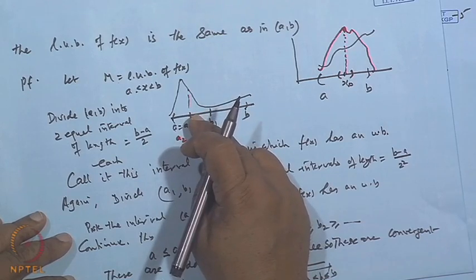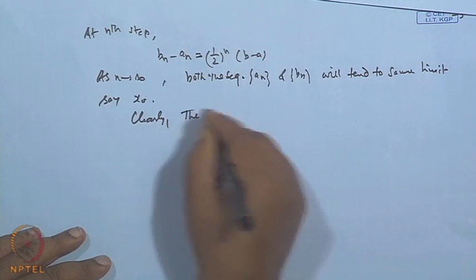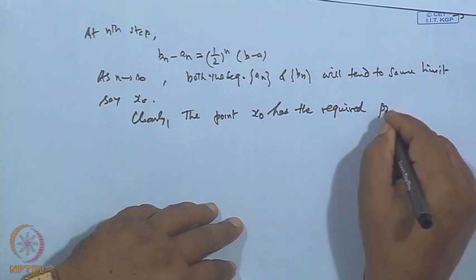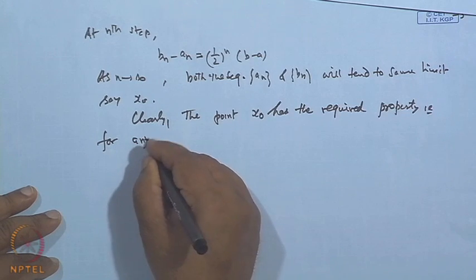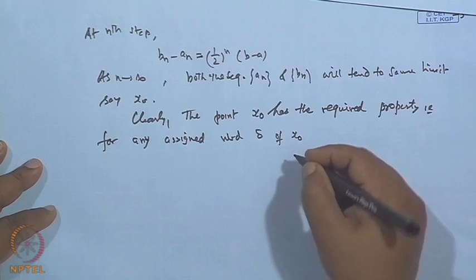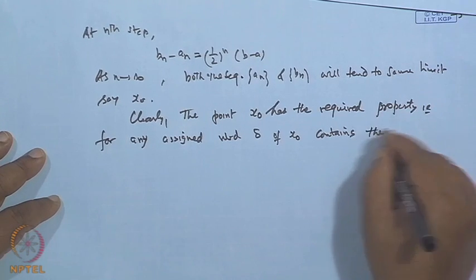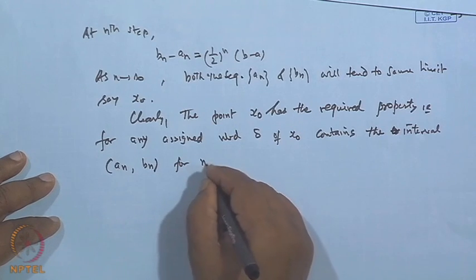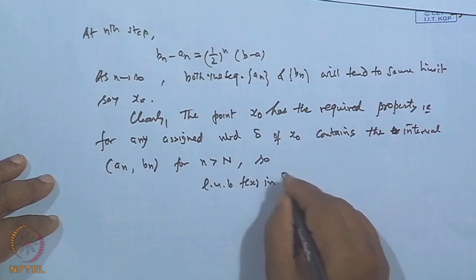It means there exists an x naught, and a neighborhood around the point x naught will be there in which the upper bound lies. Okay. So, the point x naught has the required property. The required property is that any assigned neighborhood delta of x naught contains the interval (an, bn) for large n, so the least upper bound of the function f(x) in delta is M.